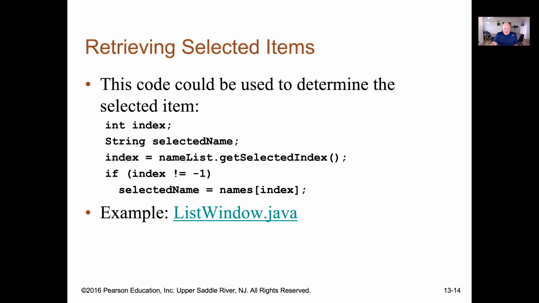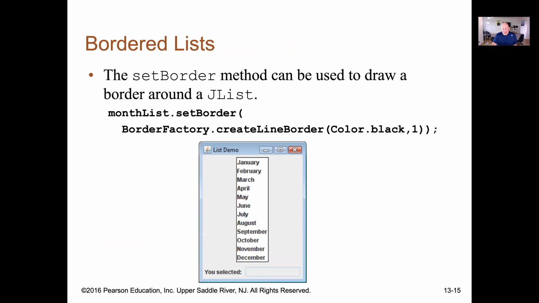Retrieving selected items. This code can be used to determine the selected item. Example below is ListWindow.java. So, bordered list: basically, the setBorder method can be used to draw a border around the JList.